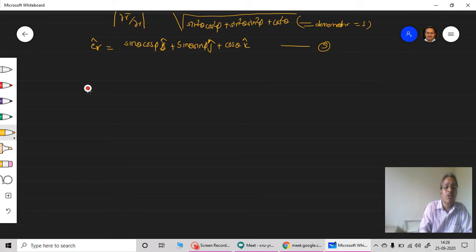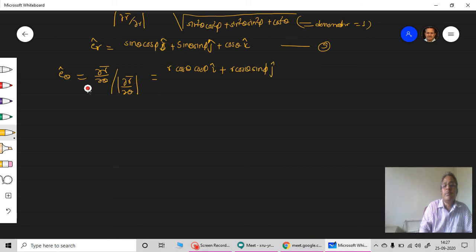Now similarly go for E theta cap. E theta cap is given by delta r bar upon delta theta divided by its magnitude, delta r bar upon delta theta. Use the same methodology there also. For that you have to use equation number 3. So equation number 3 was r times cos theta cos phi I cap plus r times cos theta sin phi into j cap, and last one is minus r times sin theta into k cap.